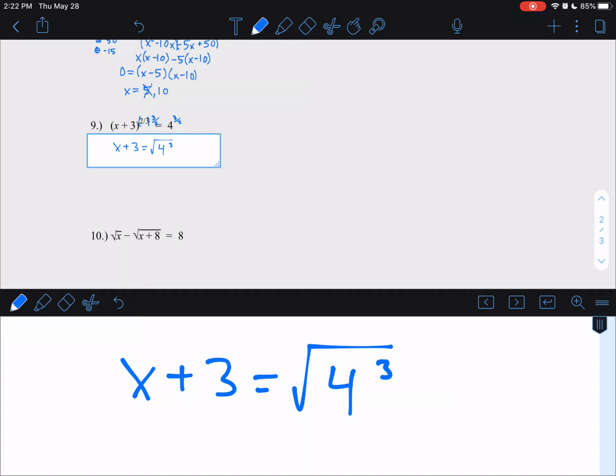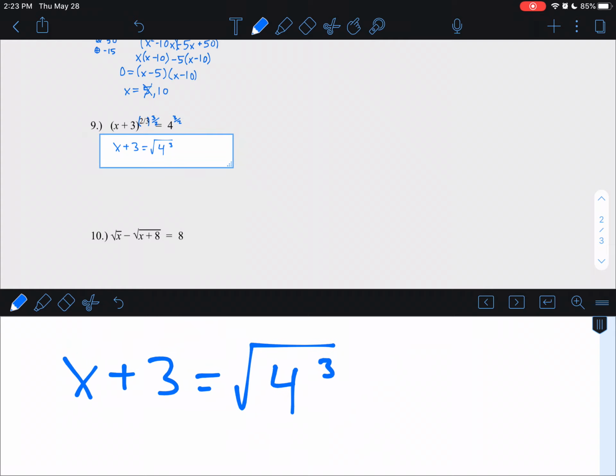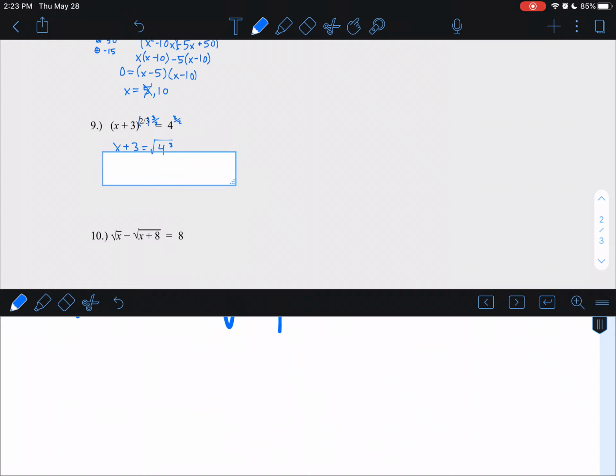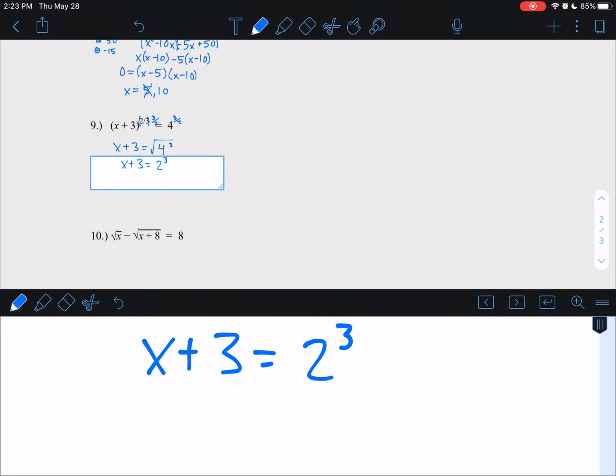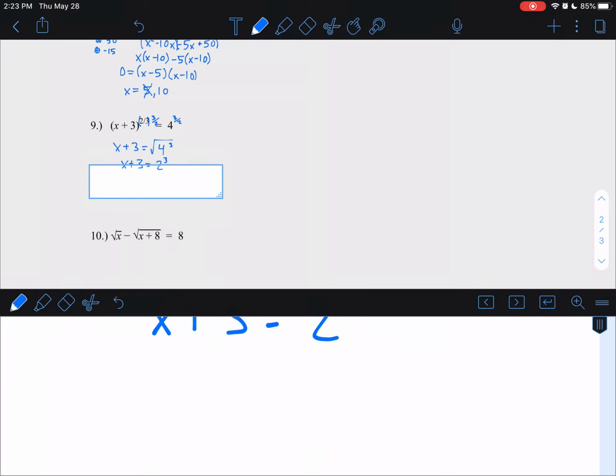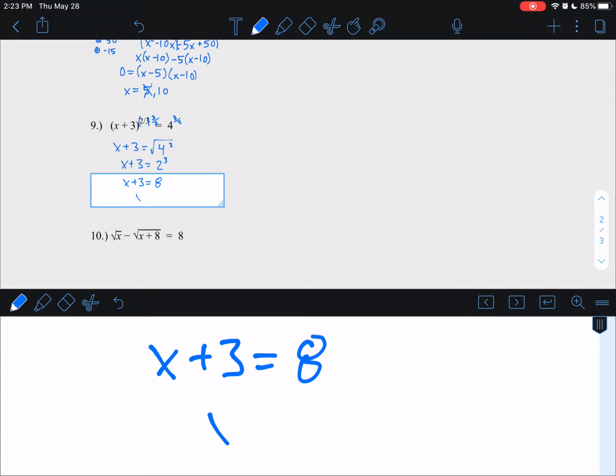And again, we can either do 4 to the 3rd power first, or we can do the square root of 4 first. So I'm going to do the square root of 4 just because it's a little bit simpler. The square root of 4 is 2. So x plus 3 equals 2 to the 3rd power. I haven't evaluated that. I haven't used that exponent yet. And 2 to the 3rd power is 2 times 2 times 2, which is 8. So that's telling me x plus 3 equals 8. And all I have to do now is subtract 3 from both sides to get x equals 5.